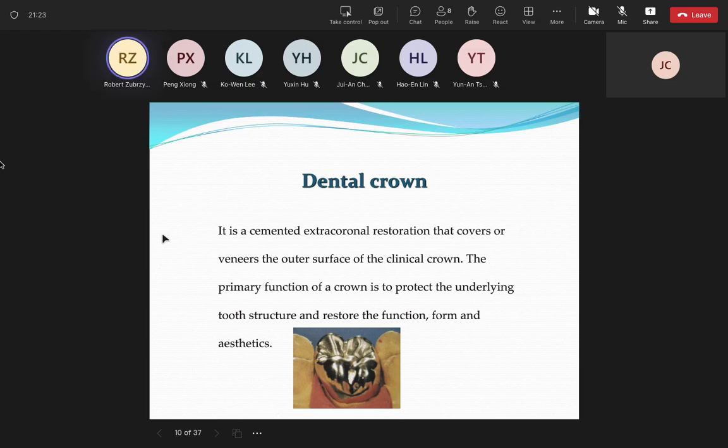So dental crown is cemented. It's a cemented extracoronal restoration that covers or veneers the outer surface of the clinical crown. The primary function of the crown is to protect the underlying tooth structure and restore the function, form, and aesthetics.